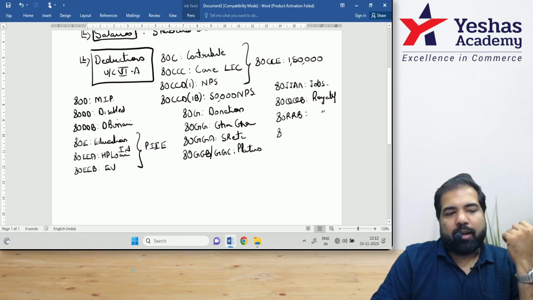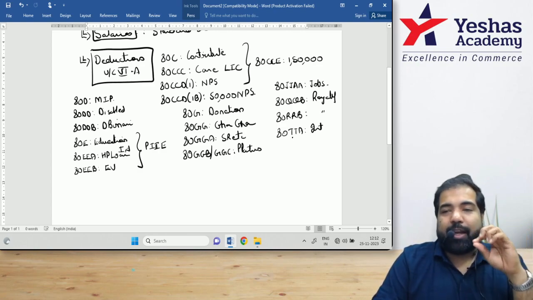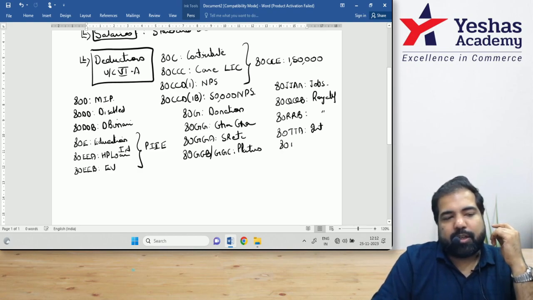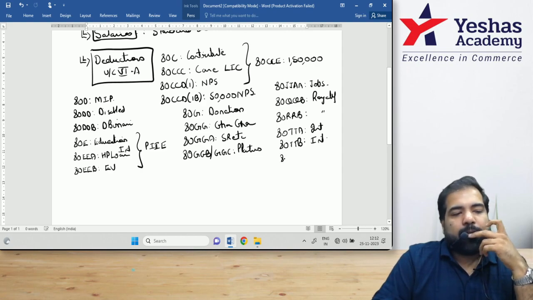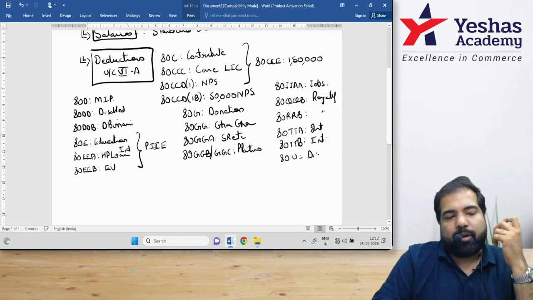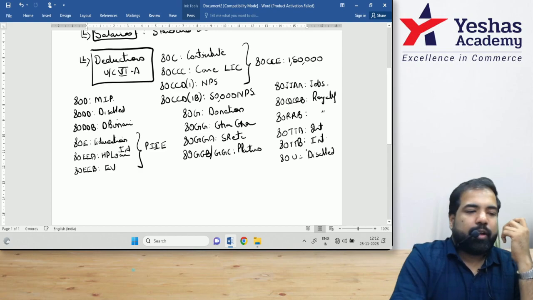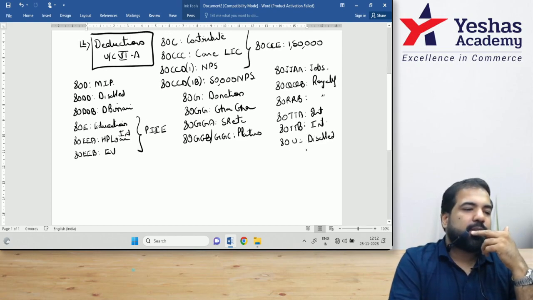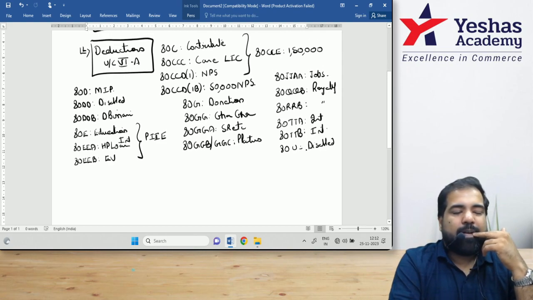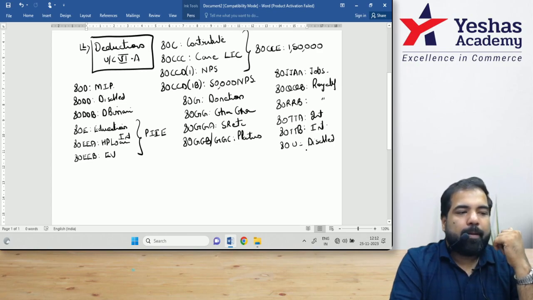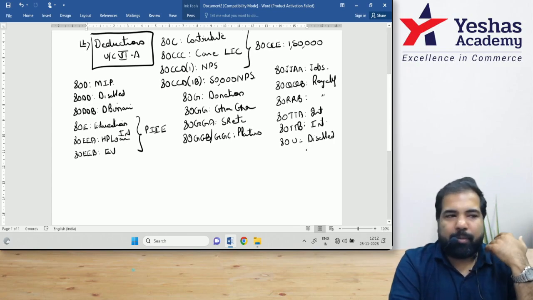You remember it well. 80TTA. This is a very hidden adjustment. Yes, this is 80TTB. Again, this is interest, and 80U is disabled, self disability. All right. These are the sections. Anything that we are missing out on? All right. That Agniveer, etc. Whenever we do the amendments, we'll put it there.